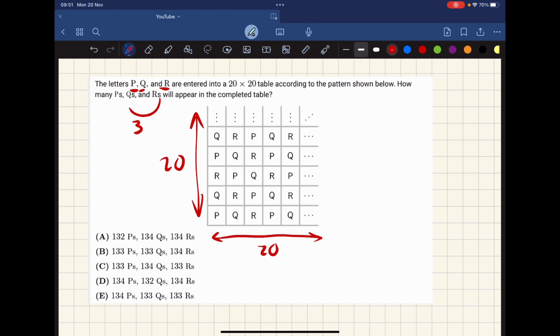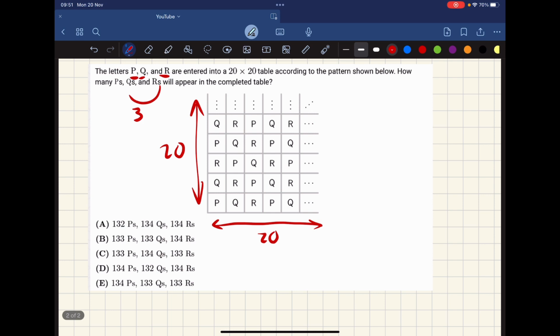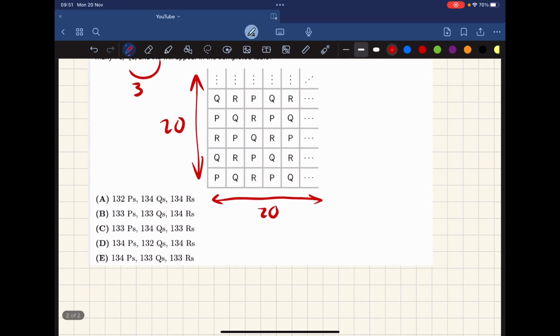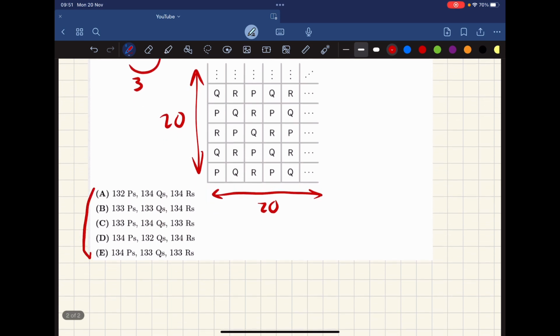Now let's have a look at the size of the table. It's 20 by 20. There's no way we can possibly draw this out. There has to be a shortcut. It has to be linked to the number 3, and it has to be linked to the number 20. Now, before we go any further, let's have a look at the options.